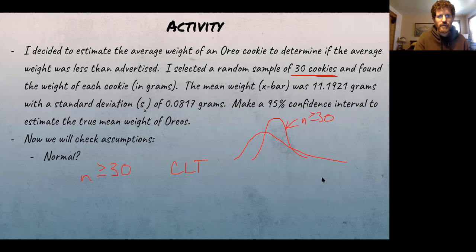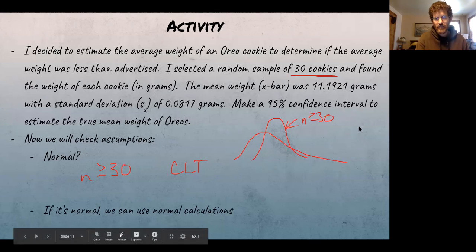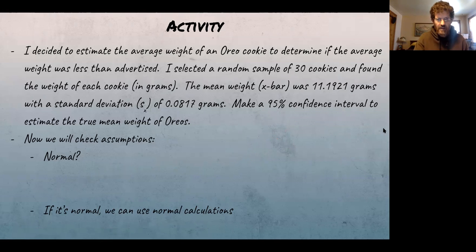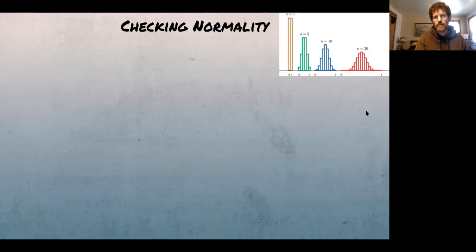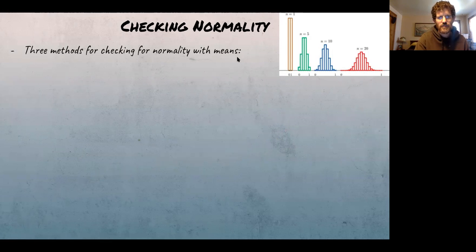And so that's what we use. Okay. So if it's normal, we can use normal calculations, which makes our lives a lot easier. So to spend a little bit more time with that, checking normality for means specifically, because with proportions, it's pretty easy. You have your large counts condition and that's it. N times P and N times 1 minus P both have to be greater than or equal to 10.